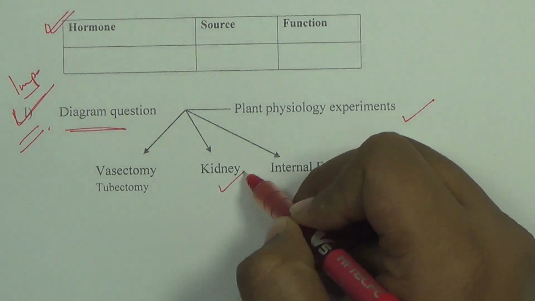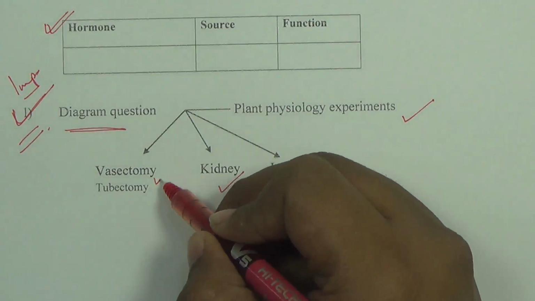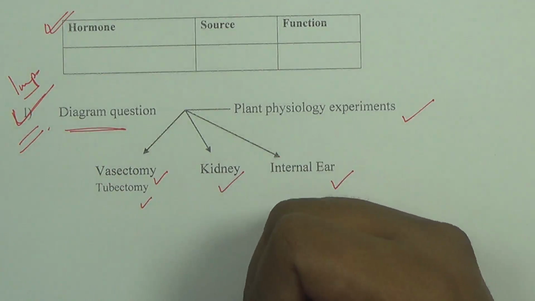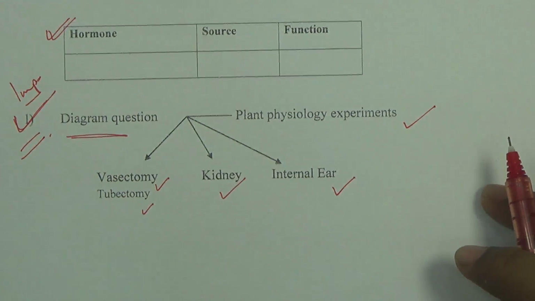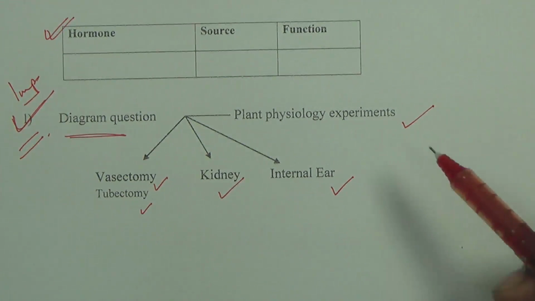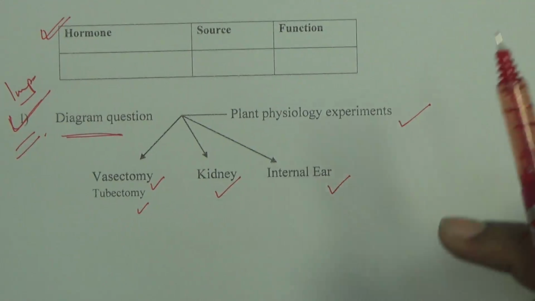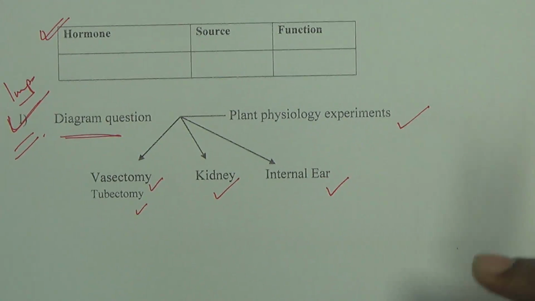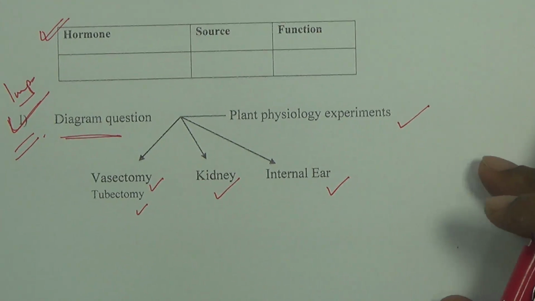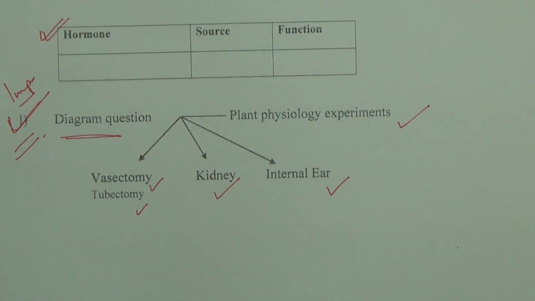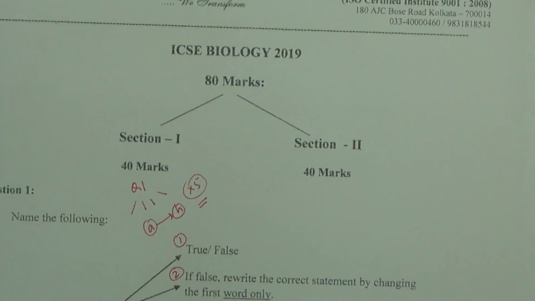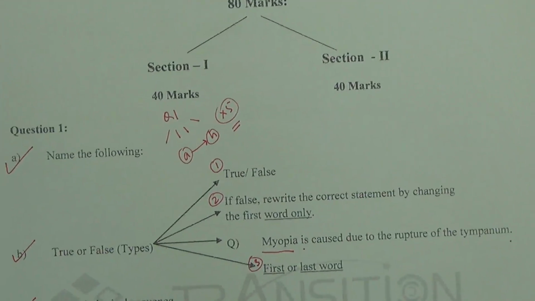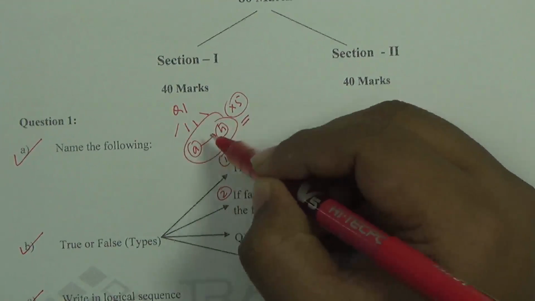Then they might give you an LS of the kidney. Then they might give you vasectomy, tubectomy, and you have to identify which is what. And again 5 short questions will be asked from the diagram. So the diagram will be given and you will have 1, 2, 3, 4, 5 or 1, 2, 3, 4 questions on that diagram. So this is all the pattern that is possible for your ICSE. So how many will come from these patterns? Any 8, A to H.